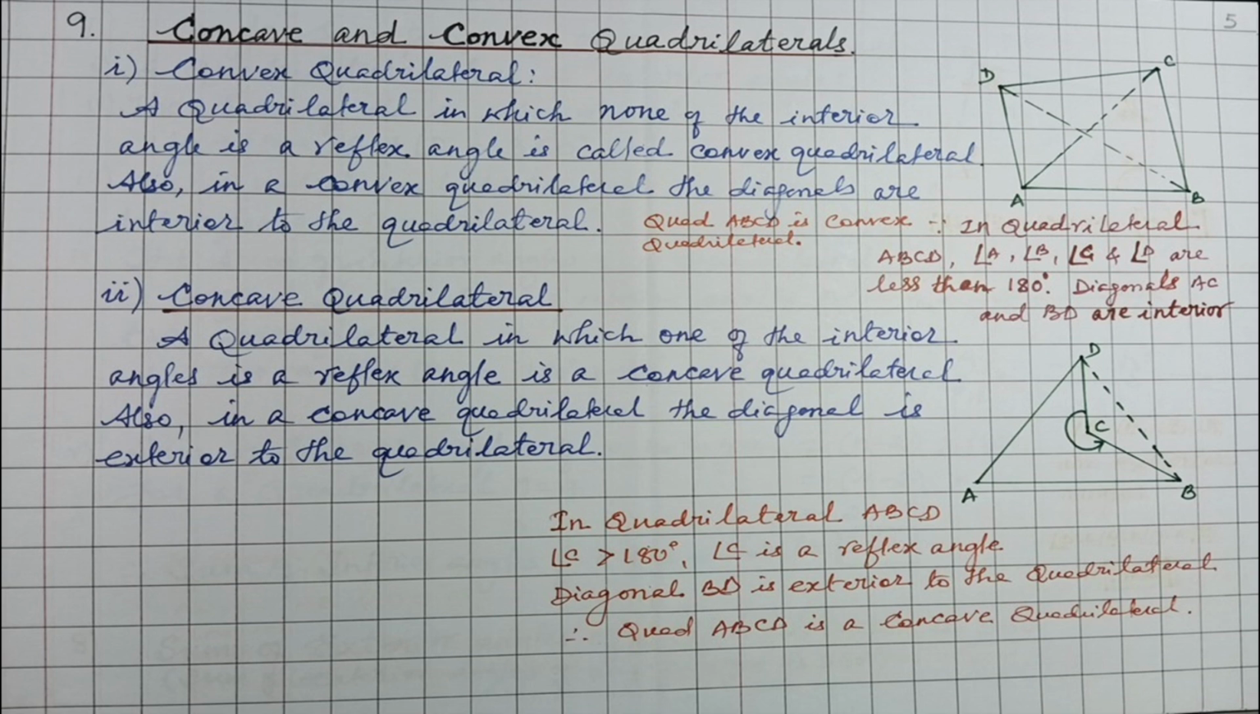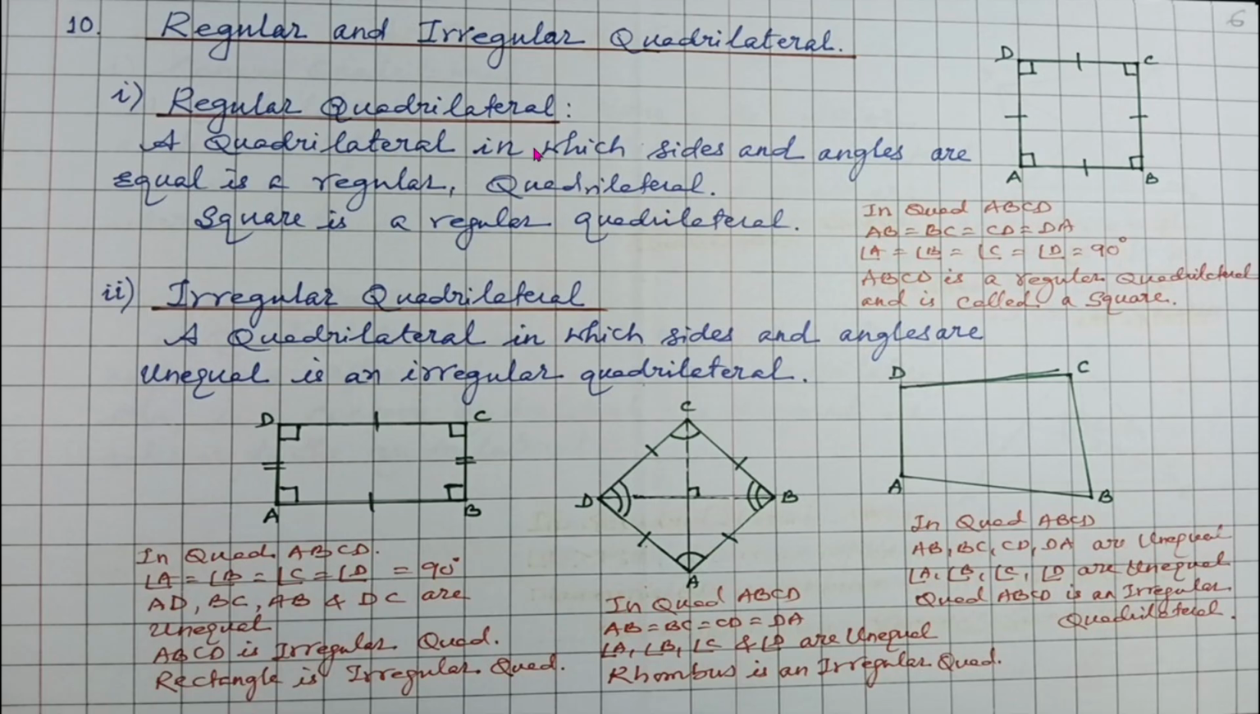Please remember that. Now the next point of our discussion is regular and irregular quadrilaterals. Now what is a regular quadrilateral? A quadrilateral in which sides and the angles are equal is a regular quadrilateral. For example, here ABCD is a quadrilateral because there are four sides here, and the angles A, B, C, D are equal, that is equal to 90 degrees, and the sides are also equal. Therefore it is an equiangular and equilateral quadrilateral, and that is a square. Therefore a square is a regular quadrilateral.